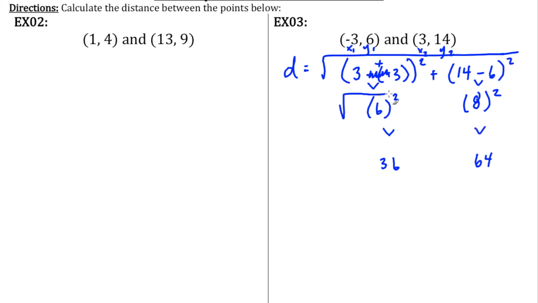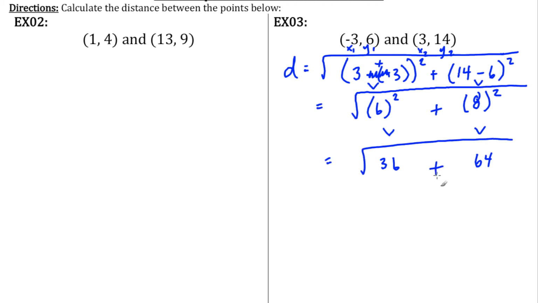So I'm going to go ahead and write all this a little nicer. Hopefully I didn't confuse you too much on that. And 36 plus 64 is 100. And the square root of 100, in distance terms, we'll use the positive, so positive 10.